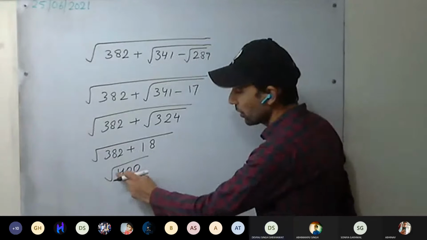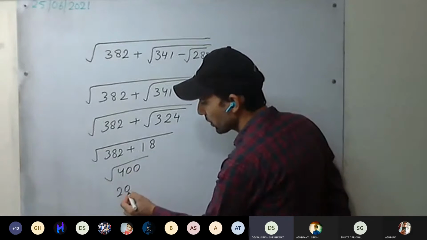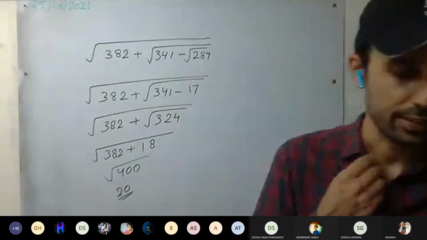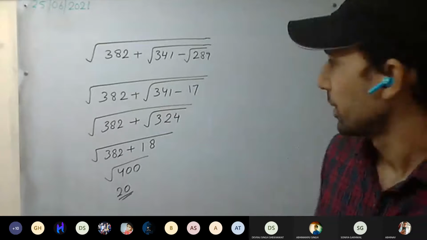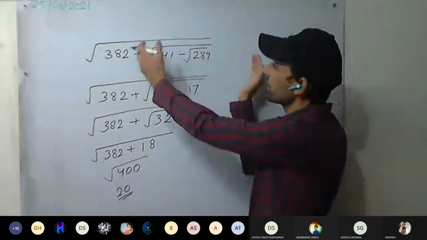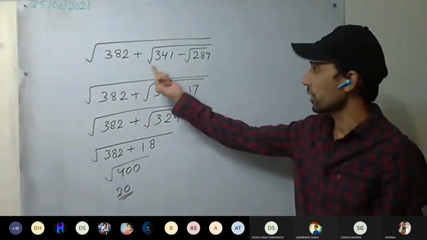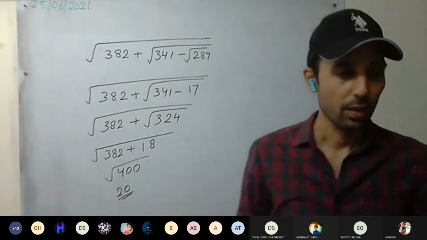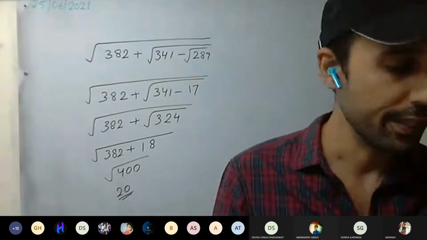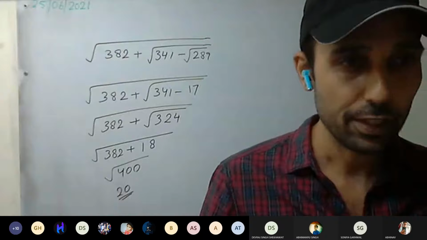It is 4 into 100, so 2 into 10, it will be 20. 20 into 20 is 400. Understood? Anyone have a doubt? So we have started from here and we keep on solving outward. Understood this one? Any doubt anyone is having?